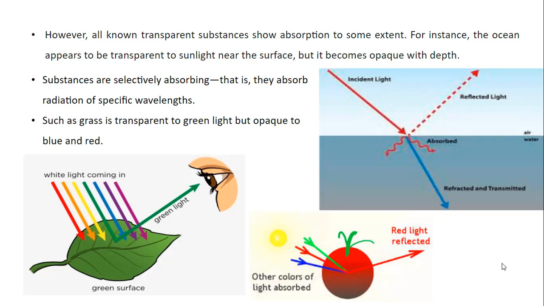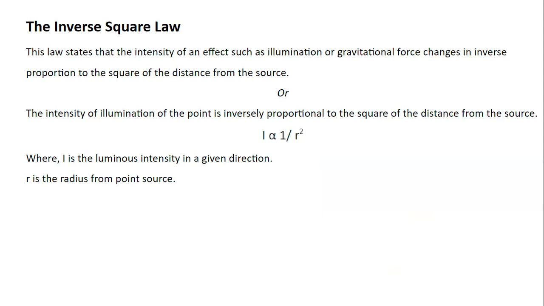So the bottom line is that different objects have different tendencies to absorb a particular wavelength of light. If it absorbs any particular wavelength of light, it is going to reflect the rest of the wavelengths, which is going to be identified as the color of that object. Clear?